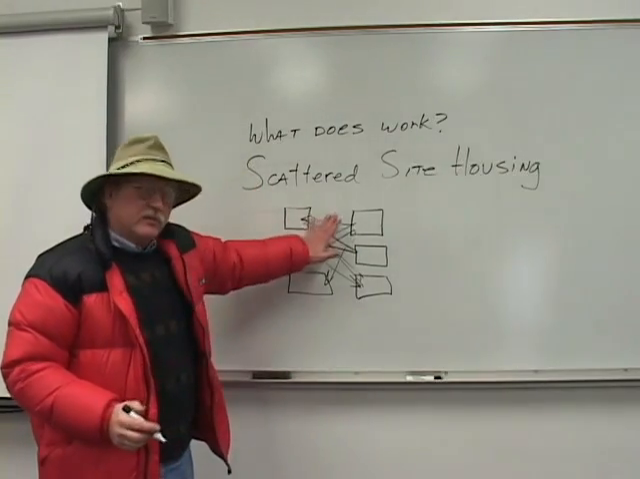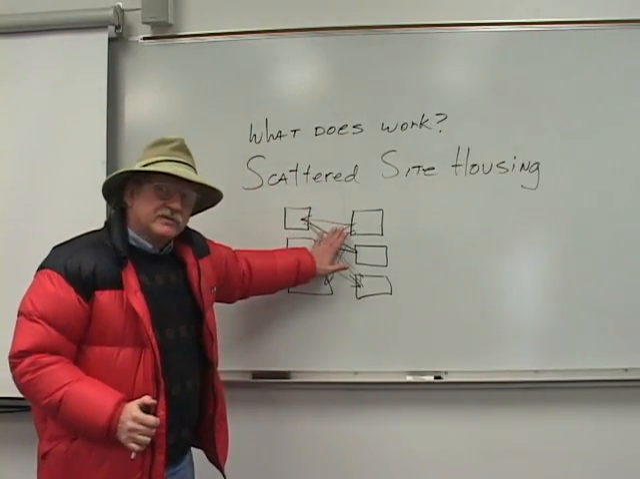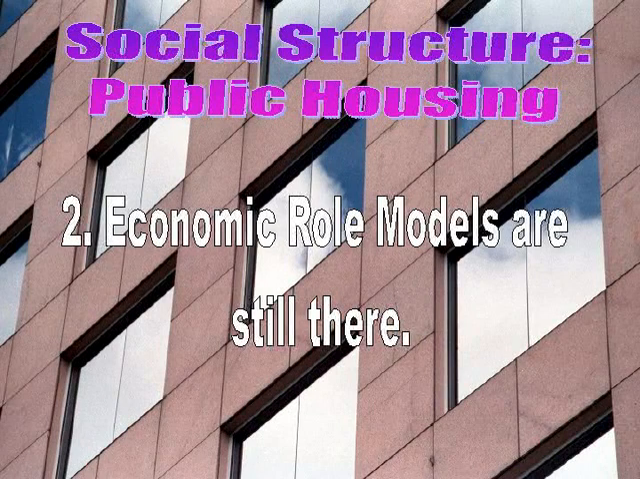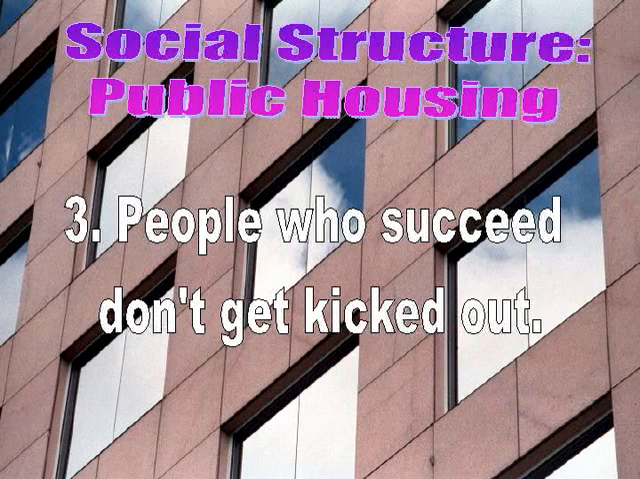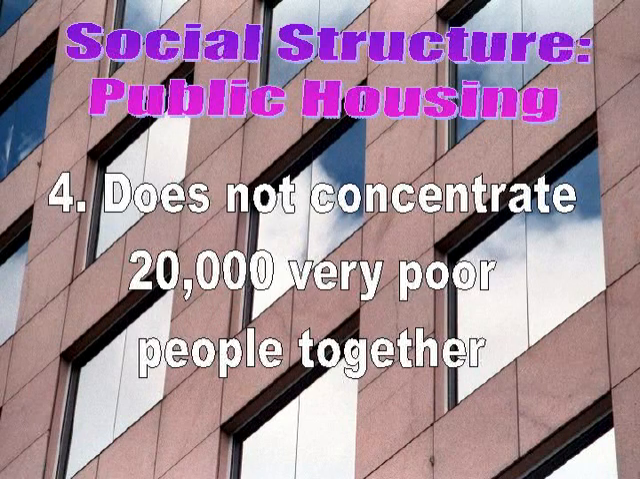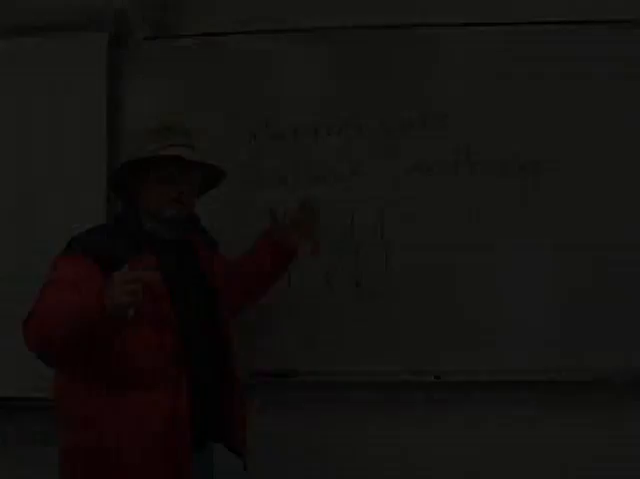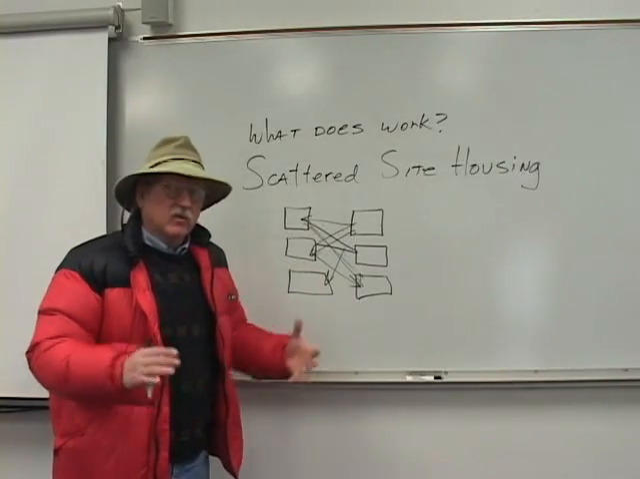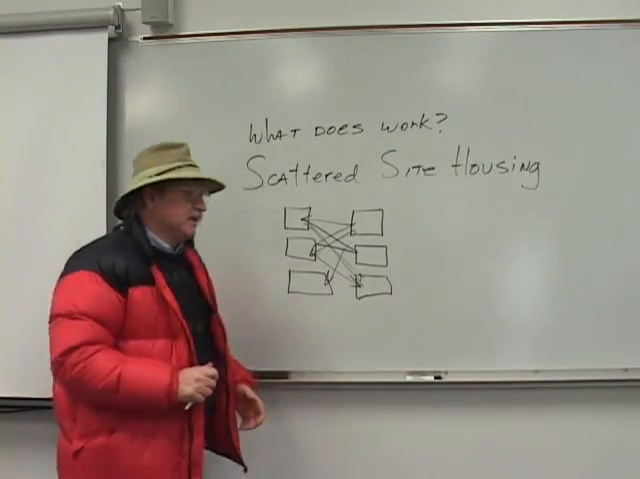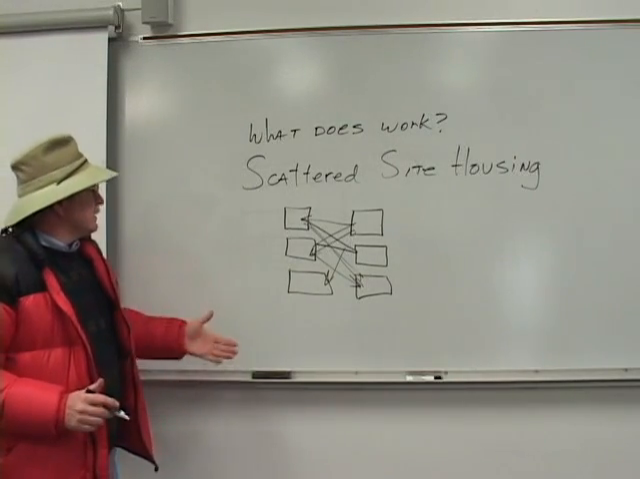Over time, you keep the economic role models in place. So you have people to look up to that you can learn from. You have a sliding scale, so if you make more money, you don't get kicked out of your house. And you have patterns of interaction that keeps crime down, keeps prostitution down, and you don't put an absurd amount, 20,000 extremely poor people in one area. It's almost like a reservation in a way of hiding or holding people as opposed to helping people. So what we know does work is scattered site housing.